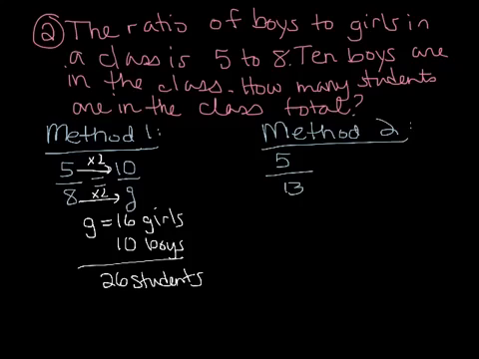So what you can do is you can say that that equals 10 over, I'm going to call the number of students S, and from there you can actually use the same process. So we know that to get from 5 to 10, you would have to multiply by 2. To get from 13 to S, in order to keep that fraction balanced, you have to also multiply by 2. So you're going to get that this S is going to be equal to 26 students.